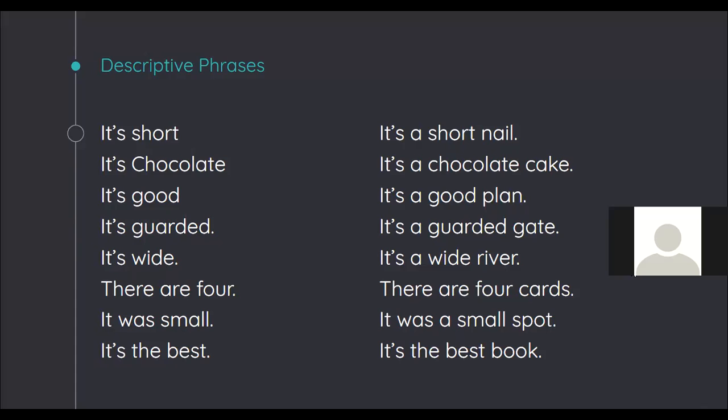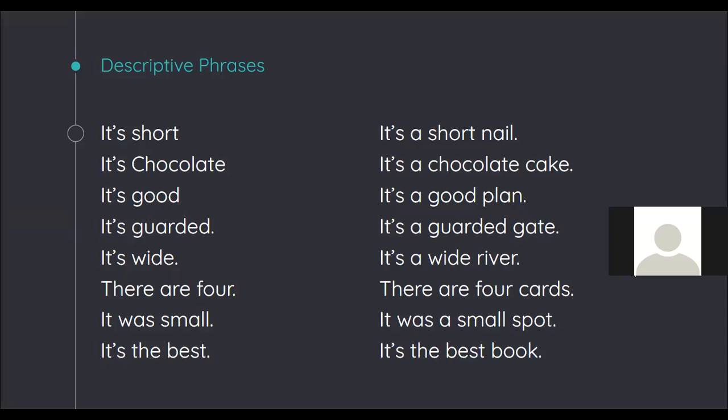So the fourth one is, I would say it's guarded. Then the sentence, I would say it's a guarded gate. What is guarded? The gate. So you want to emphasize that. It's a guarded gate. Okay, so let's try.